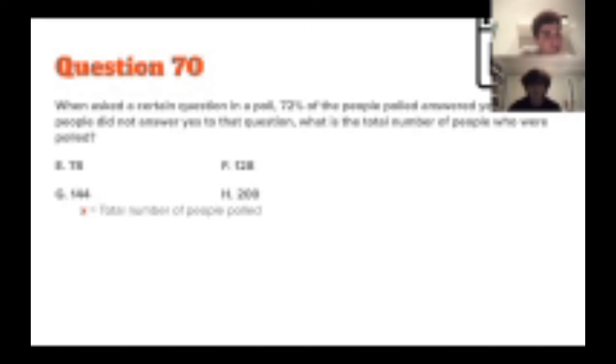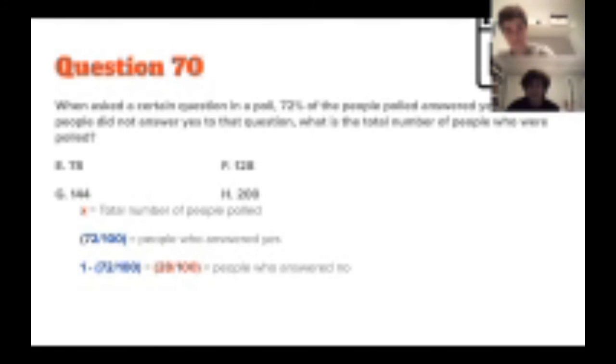So let's set the variable for the total number of people who are polled as x. Then we know that a percent is also a term for a fraction of 100. So in this case, we would get the fraction 72 over 100, which represents the percent of people that answered yes. However, we are given the number for the people who did not answer yes, which is 56. Therefore, we have to find the percent of people who did not say yes by subtracting 72 over 100 from 1, or 100% in this case. We get 28 over 100, and can now set up our equation. 28 over 100 is equal to 56 over x.